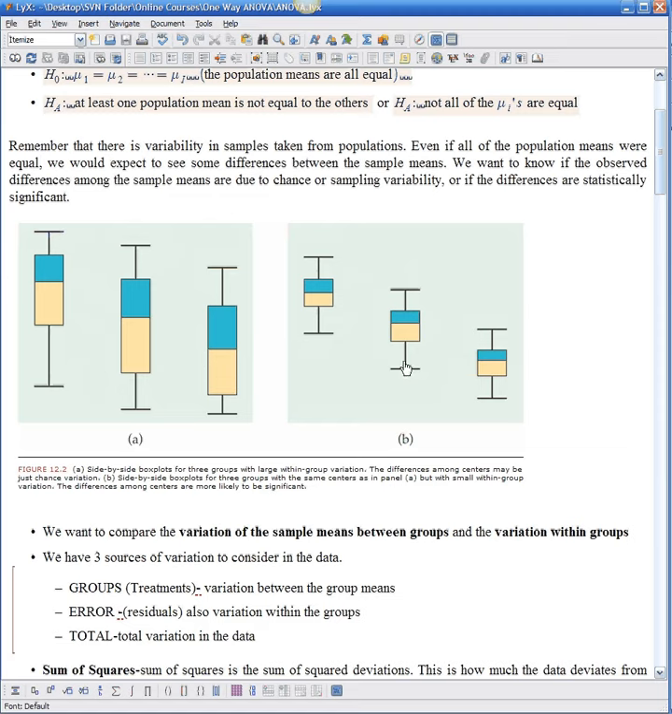Now if we come over to B, notice it's still about the same difference in my sample means, but within the group there's hardly any variability. Okay, and so this makes me think that this probably really is my group mean, and this probably is my population mean, and probably close to this. And so there probably actually is a difference in our population means. And so these differences in the sample means are likely to be statistically significant.